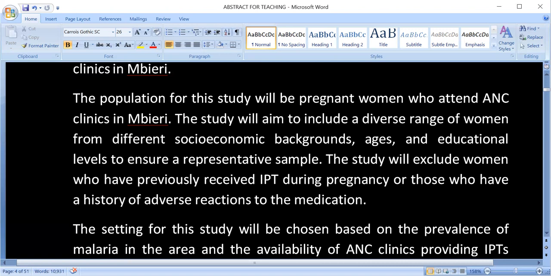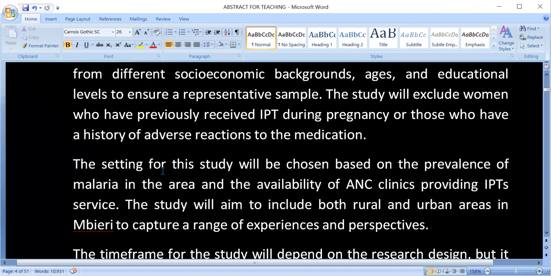Ages, it does not limit the age as far as you are pregnant. And educational levels, whether you're primary or secondary, or you didn't go to school, you are involved. The study will exclude women who have previously received IPT during pregnancy, or those who have a history of adverse reaction to the medication. If we have persons who have adverse reaction to it, the person may not give us what we want in the survey. And it says the setting for this study will be chosen based on the prevalence of malaria in the area.